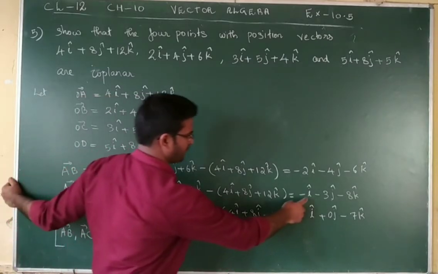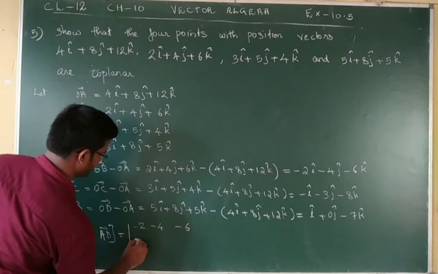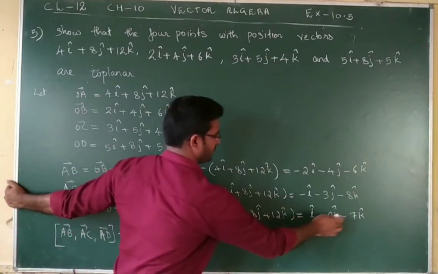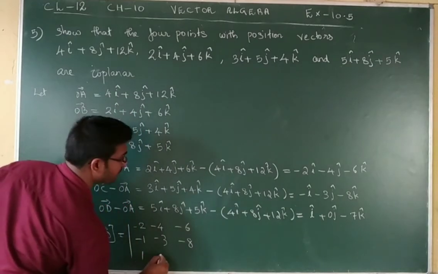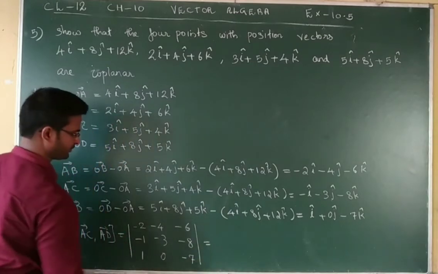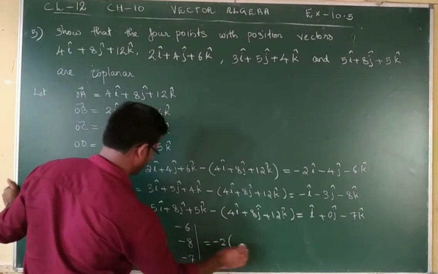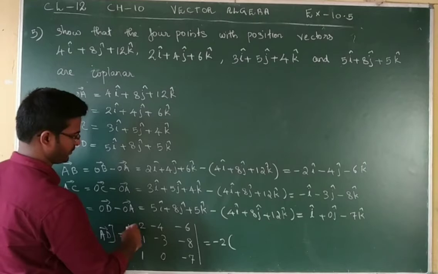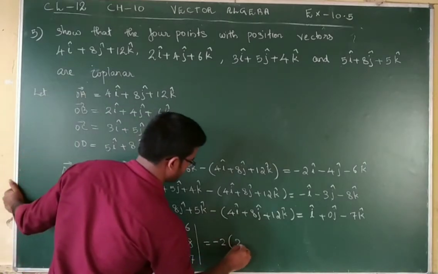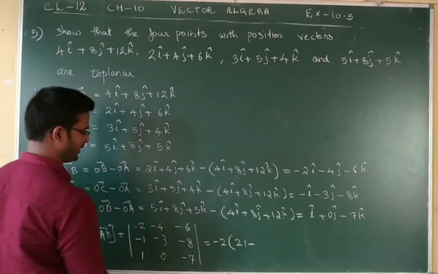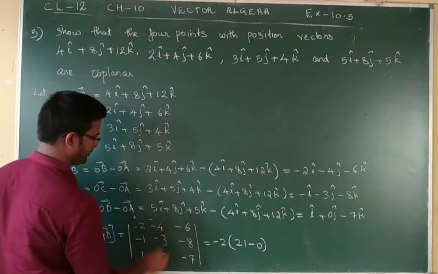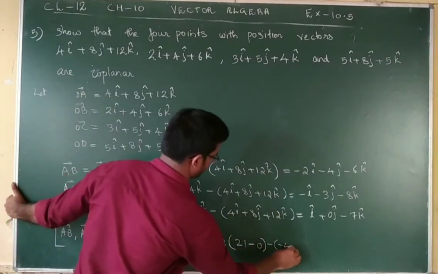Then from the second vector, minus 1, minus 3, minus 8. Then the last, 1, 0, minus 7. Equal to minus 2 into, we can leave the first row and first column, minus 3 into minus 7, 21, minus 0 into minus 8, 0. Then in here this will be plus, this will be minus 4.